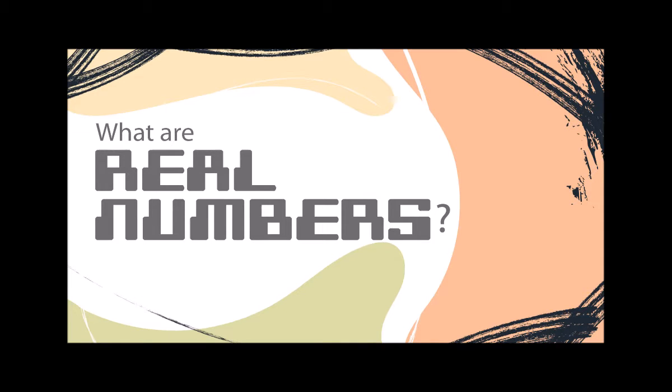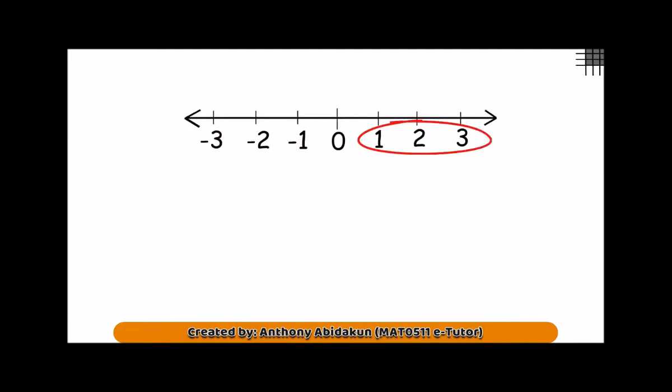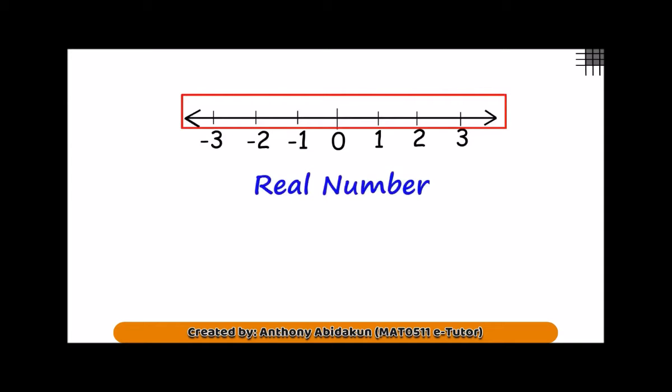To understand what real numbers are, all you need to understand is the number line. Positive numbers to the right of zero and negative numbers to the left of zero. You will hear various complicated definitions of real numbers, but here's the simplest one. Any number that can be plotted on a number line is called a real number.